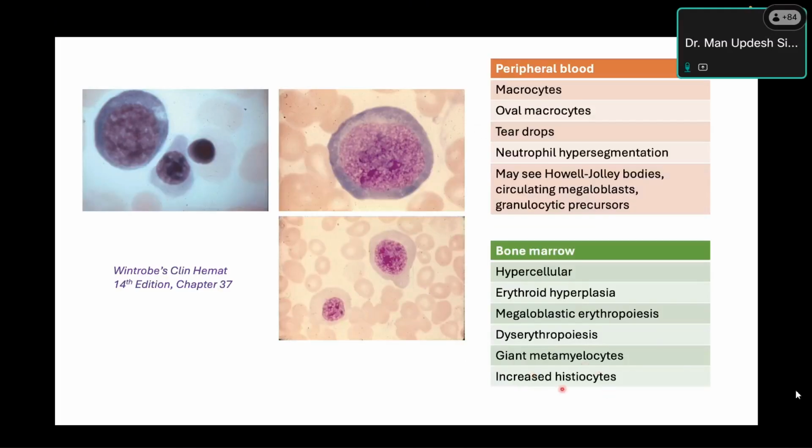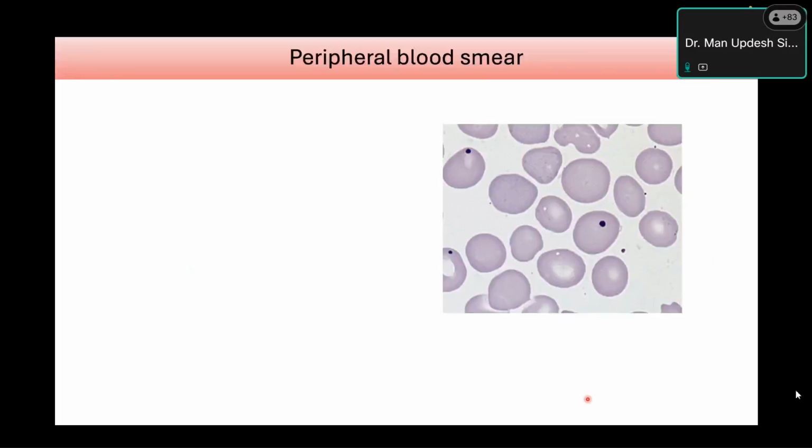Increased histiocytes because there is cell death. It is ineffective erythropoiesis, ineffective hematopoiesis going on. There are a lot of cells trying to produce hematopoietic cells because there is pancytopenia. And the histiocytes are there because there's a lot of cell death. They have to do their job and eat up the cells.